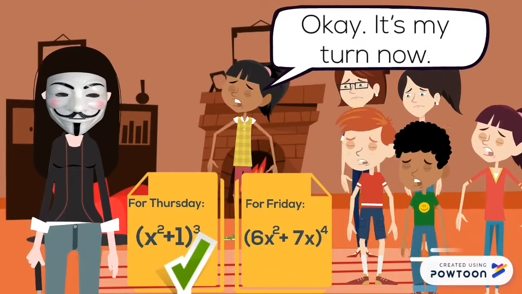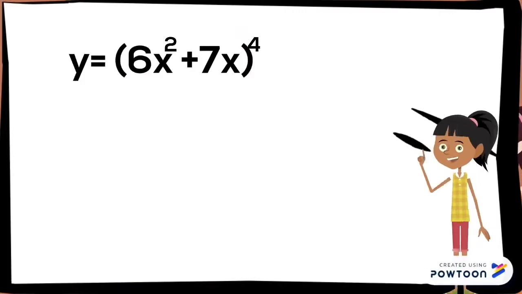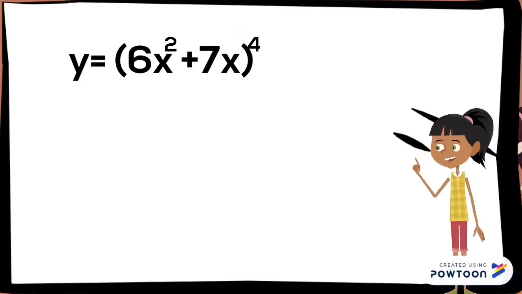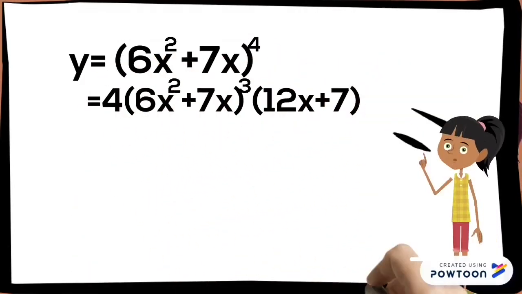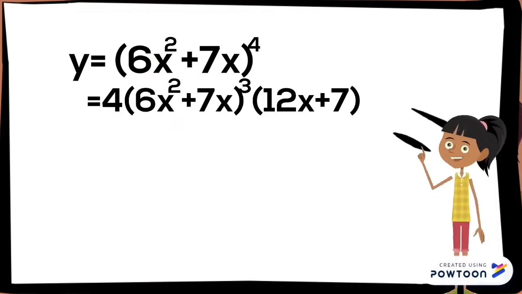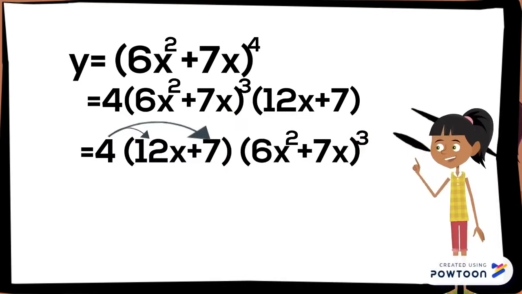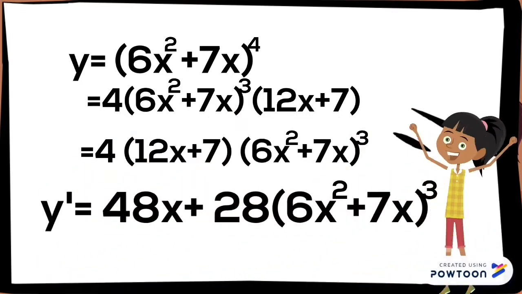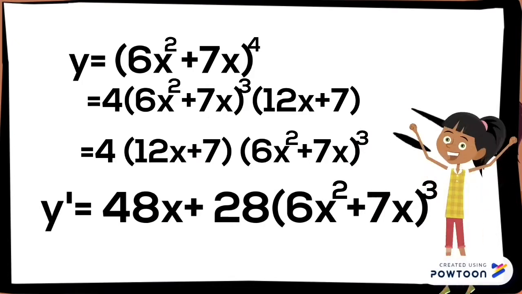Okay, it's my turn now. Use chain rule in finding the derivative of the quantity of 6x squared plus 7x raised to 4. As Thursday said, bring down the exponent 4. Copy 6x squared plus 7x and subtract 1 to its exponent. 4 minus 1 is 3. Multiply it to the derivative of the inside. The derivative of 6x squared plus 7x is 12x plus 7. Multiply 4 to 12x plus 7. 4 times 12x is 48x plus 4 times 7 is 28. The answer is 48x plus 28 times the quantity of 6x squared plus 7x raised to 3.